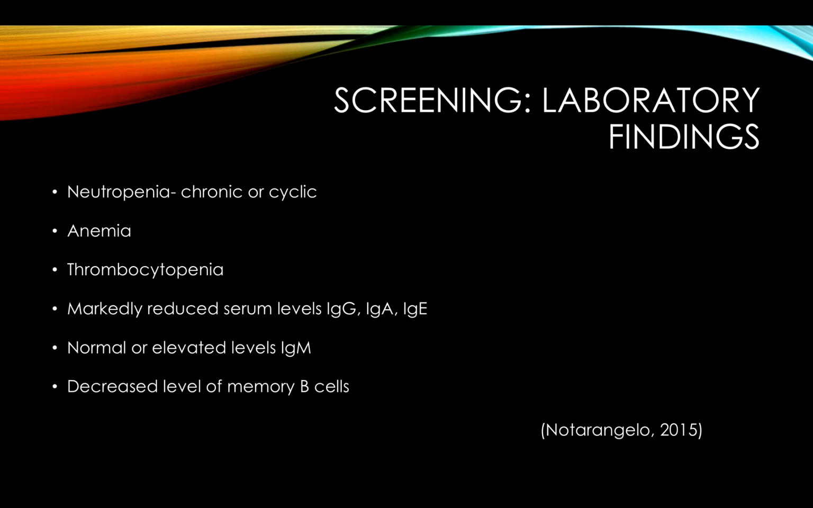Some labs are done by the primary care provider or the pediatrician, and some are done by immunologic specialists. Initial findings may include neutropenia, which can be chronic or cyclic, anemia, thrombocytopenia, markedly reduced serum levels of IgG, IgA, or IgE, normal or elevated levels of IgM, and decreased levels of memory B cells.